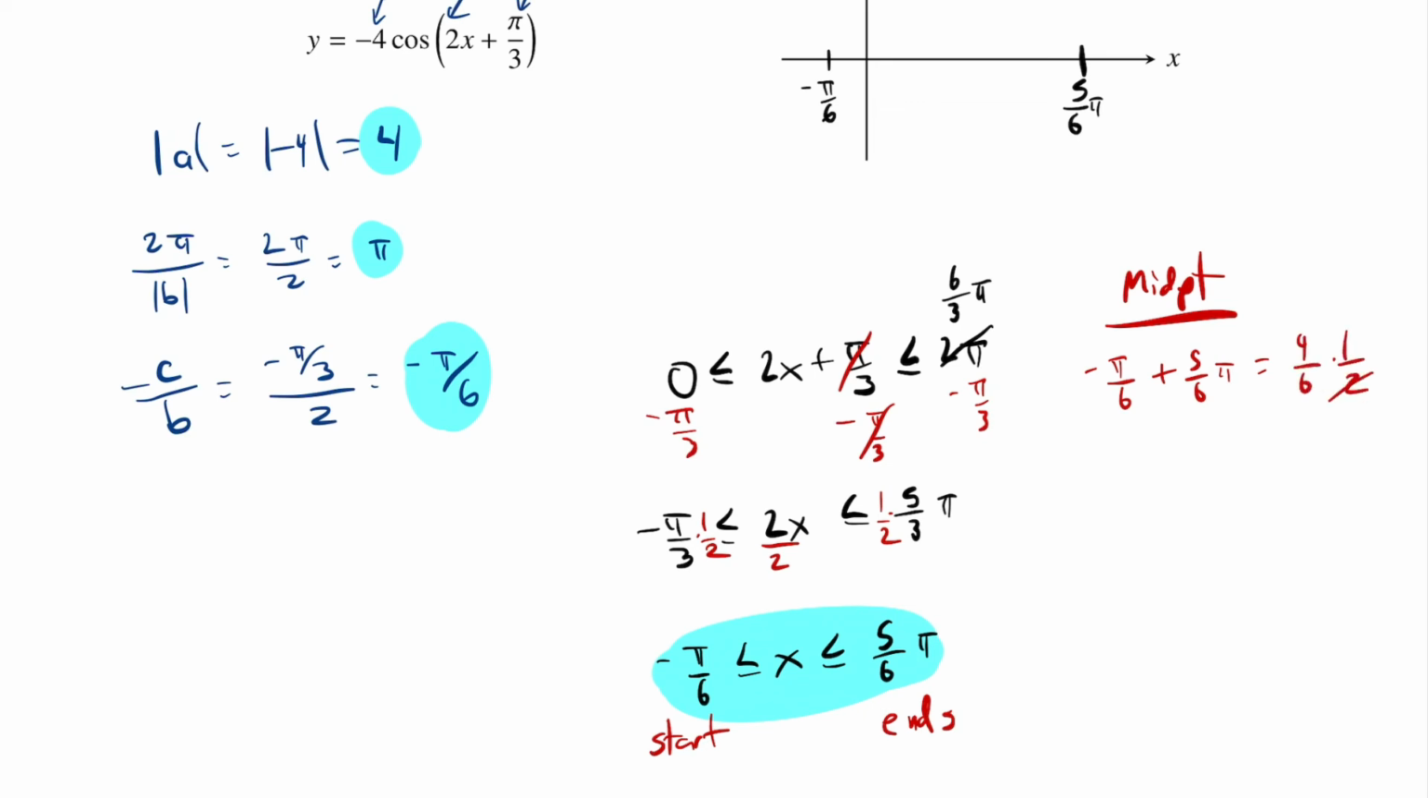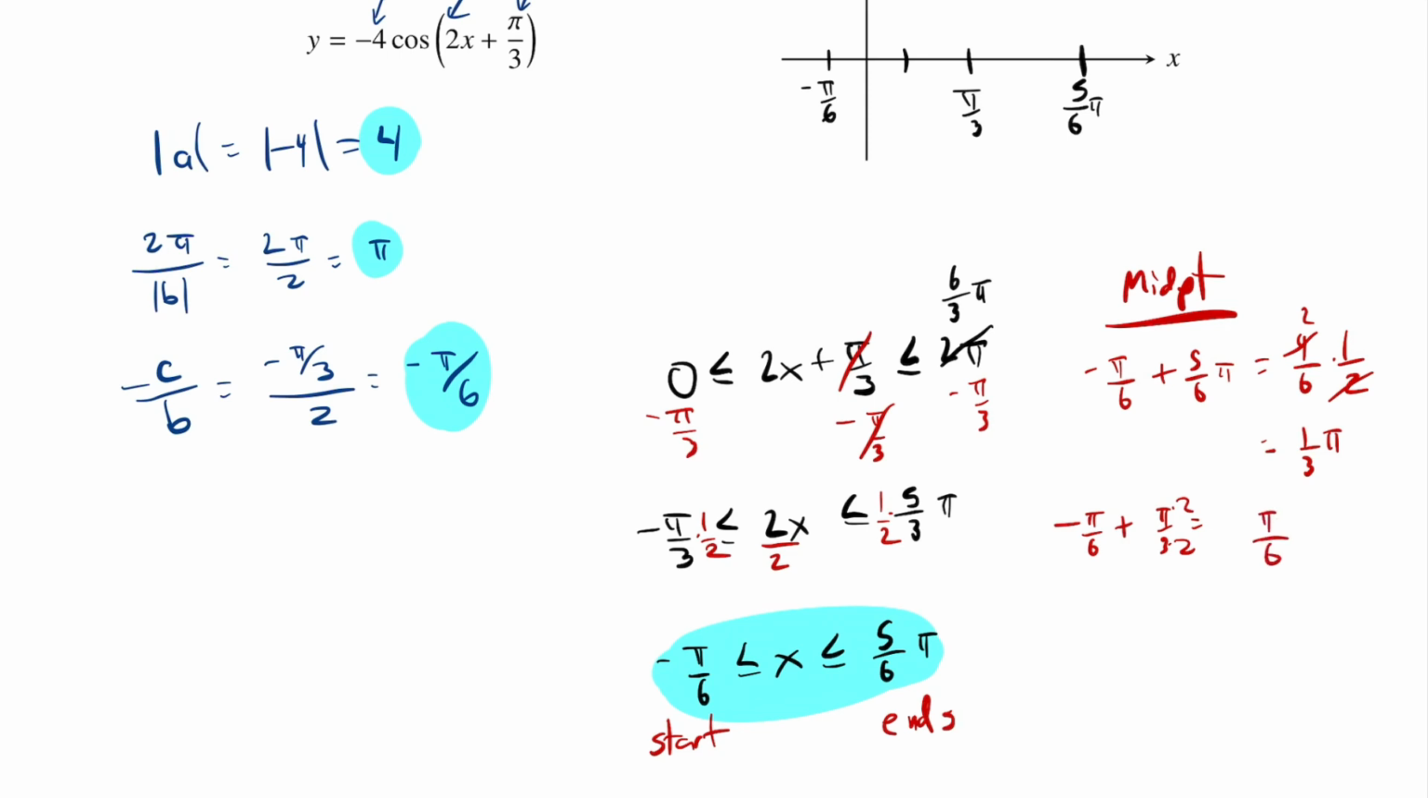The next midpoint would be adding these two and multiplying by a half. Negative pi over 6 plus pi over 3. Common denominator is 2 times 3, which is 6. So you're going to get 1/6 pi times a half, because that's the same thing as dividing by 2. You get pi over 12.